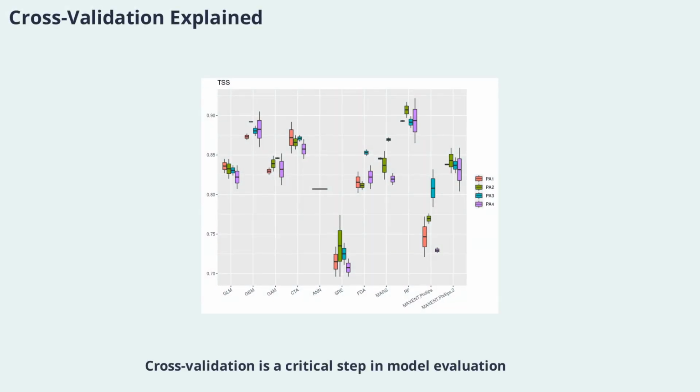Cross-validation is a critical step in model evaluation. By partitioning the data into training and validation sets, we can assess how well our model generalizes to new, unseen data. Common approaches include simple calibration-validation splits, k-fold cross-validation, and stratified partitioning based on spatial or environmental criteria. Each method has its strengths, and the choice depends on the dataset size and structure. Repeating cross-validation multiple times helps to reduce variance and provides a more robust estimate of model performance. This process ensures that our models are not just fitting noise but capturing real ecological patterns.